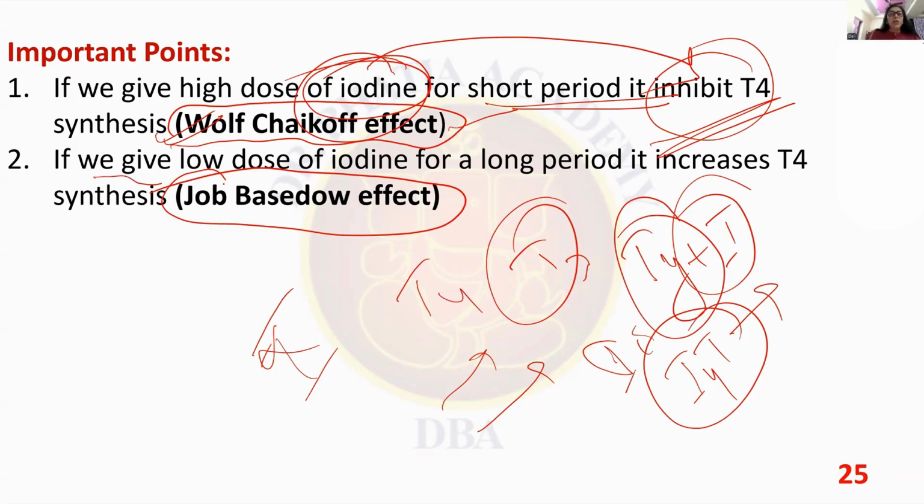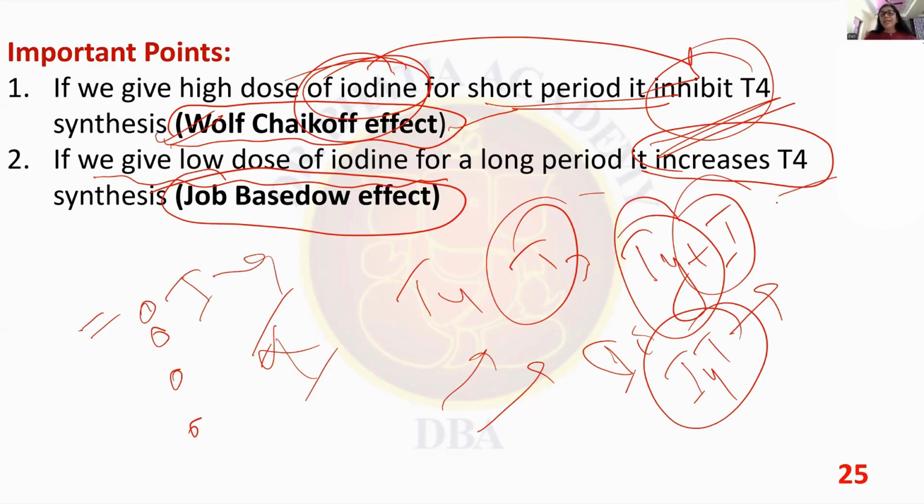अगर हम बहुत देर के लिए लो डोज ऑफ आयोडीन दे दें, अब धीरे धीरे हम थोड़ा थोड़ा आयोडीन दिए जा रहे हैं, तो क्या होगा? धीरे धीरे दे रहे हैं तो बिकॉज वो उसका ब्लॉक नहीं होगा, हार्मोन सिंथेसिस बढ़ता जाएगा. सो पेशेंट हाइपर स्टेज में चला जाएगा बिकॉज ऑफ आयोडीन इंड्यूस्ड हाइपर. So it will increase the T4 synthesis, and this is known as Jod-Basedow effect. Okay.